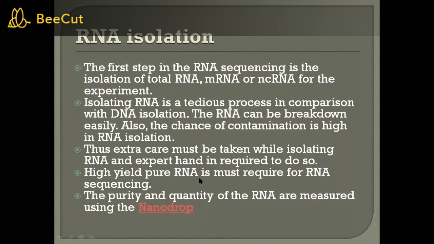High yield, pure RNA is required for RNA sequencing. So the yield of the RNA molecule should be high and it should be extra pure. This is the prerequisite for RNA sequencing. Then the purity and quantity of the RNA are measured using a NanoDrop.